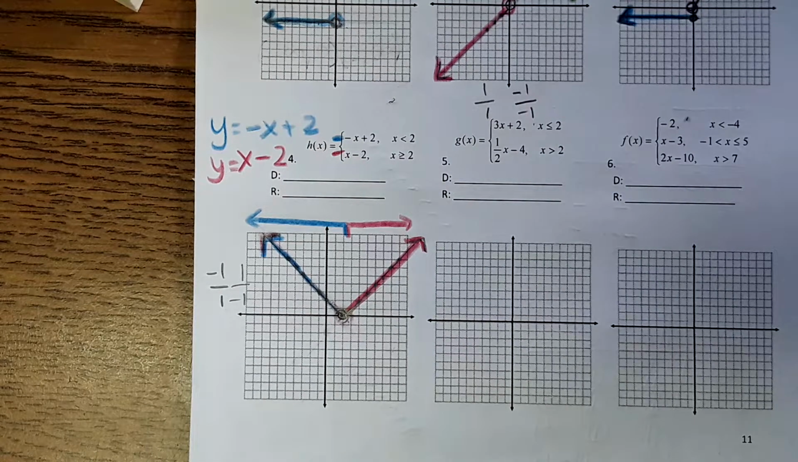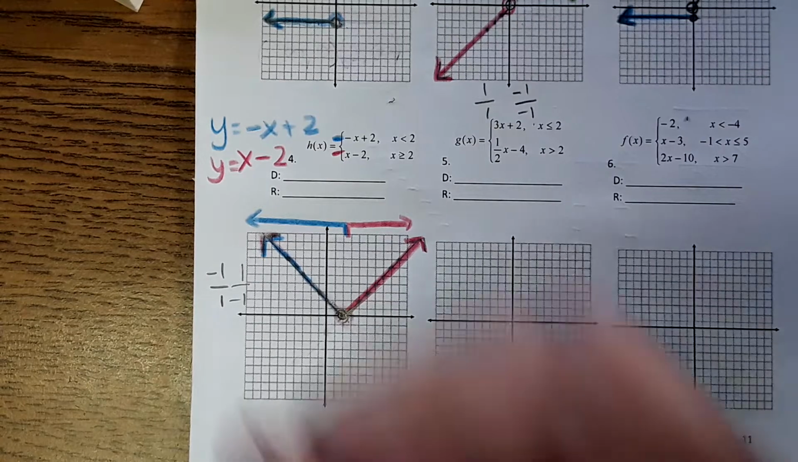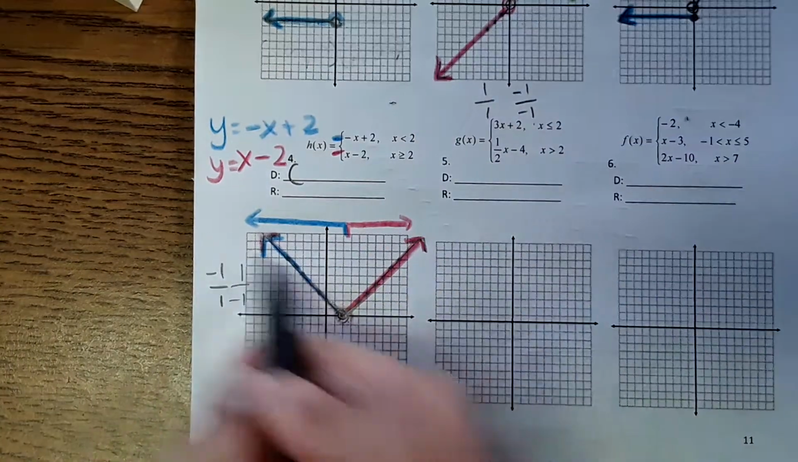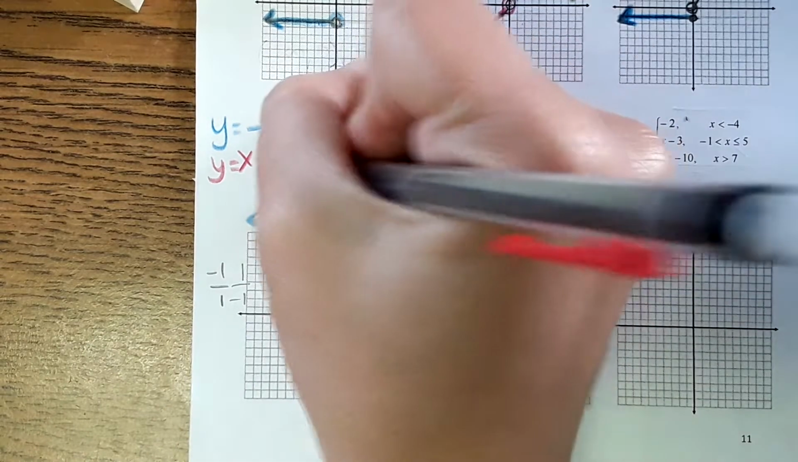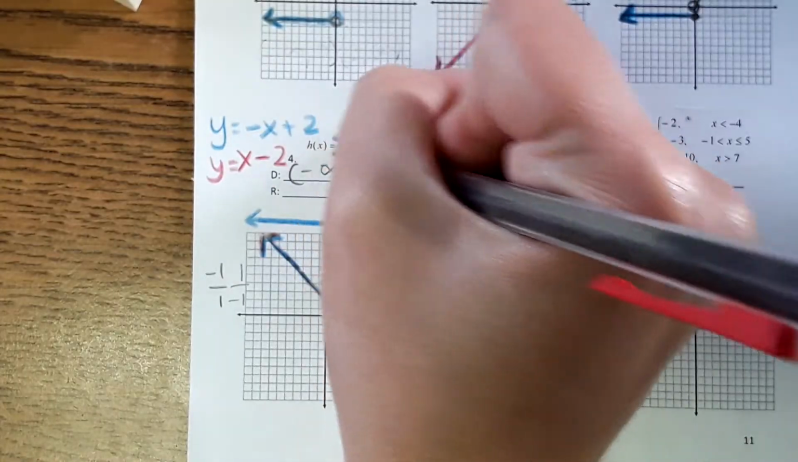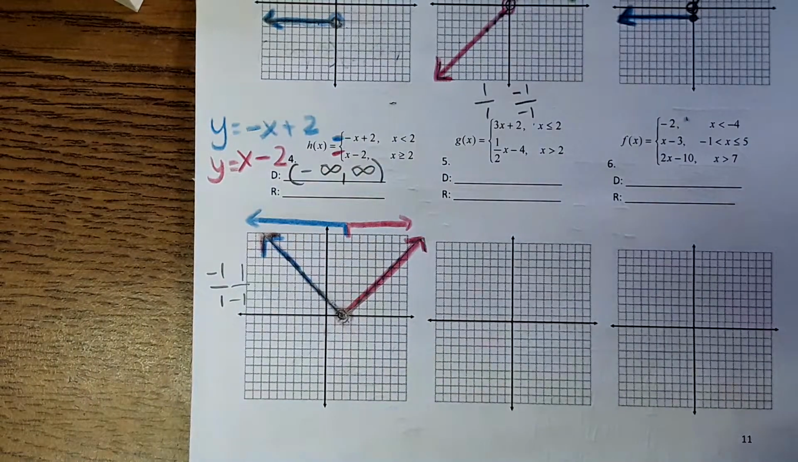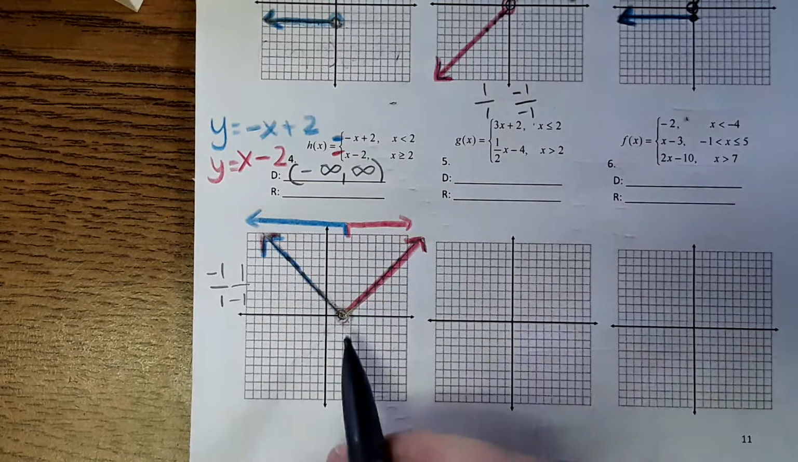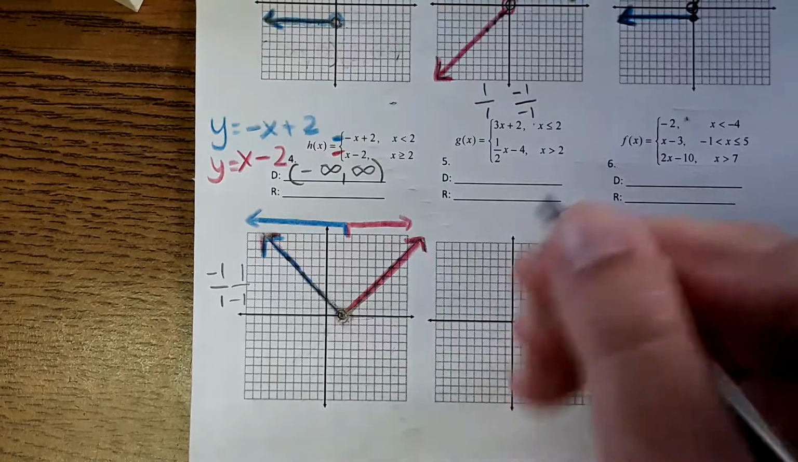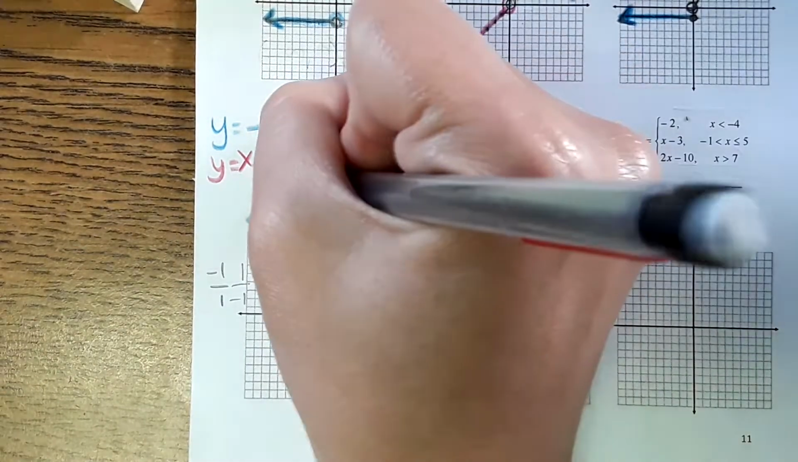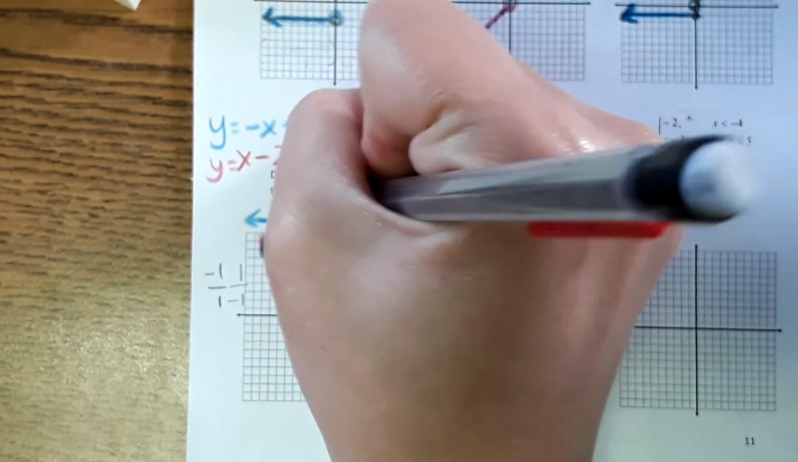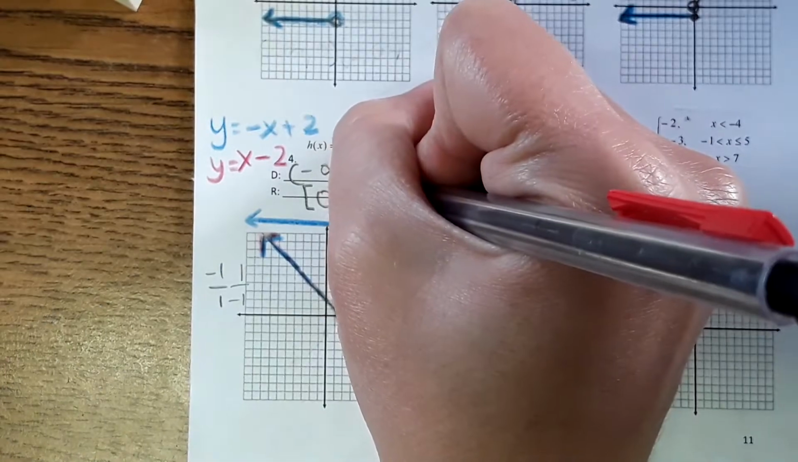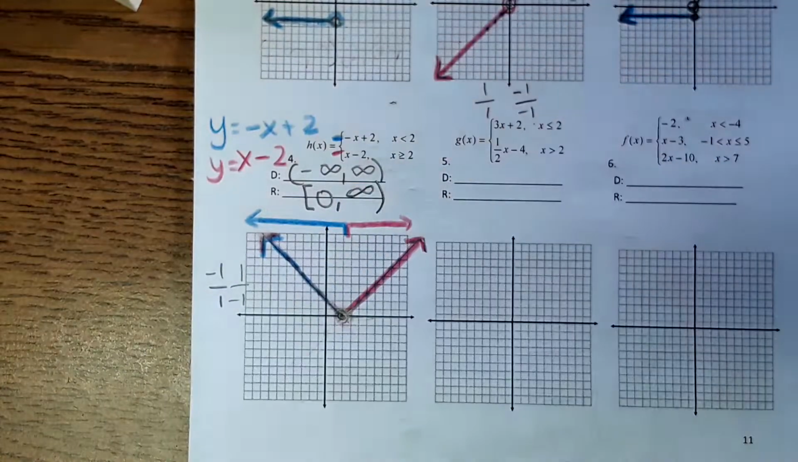Yes. And then once I have this, I'm going to put my domain and range. Domain goes on forever to the left and forever to the right, so -infinity to infinity. And then for my range, the lowest value for the y is 0. It includes 0. So 0 to infinity and beyond.